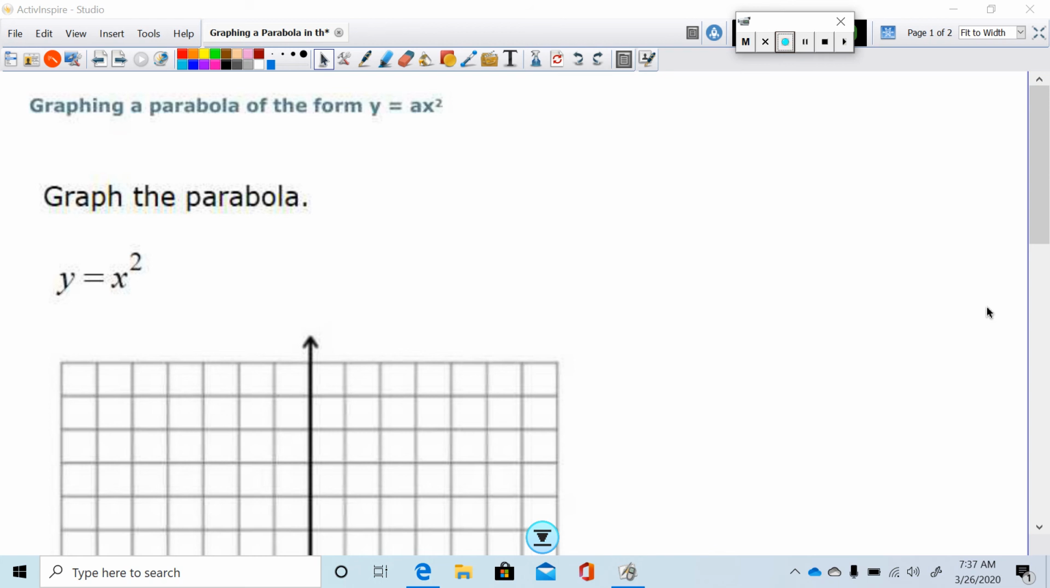Graphing a parabola in the form y equals ax squared. We're going to graph the parabola. The first thing we want to do is find the vertex because you want 2 points higher and 2 points lower than the vertex to get a good parabola. So let me move this up a little bit.